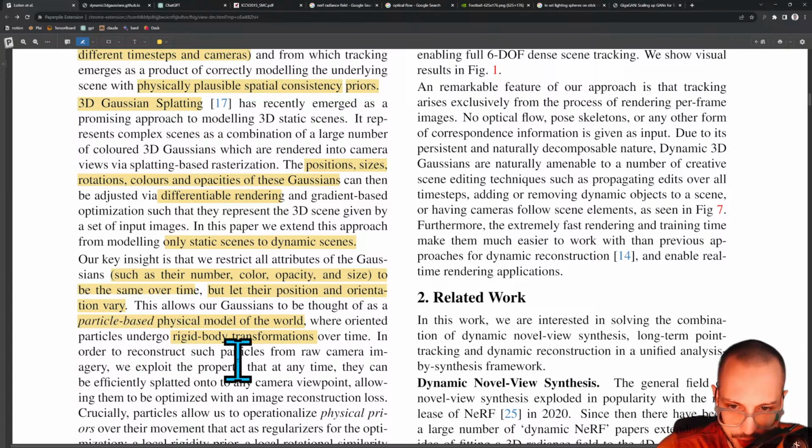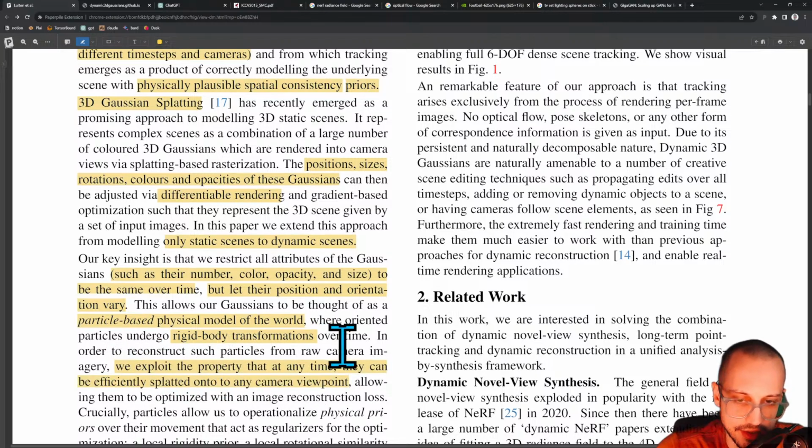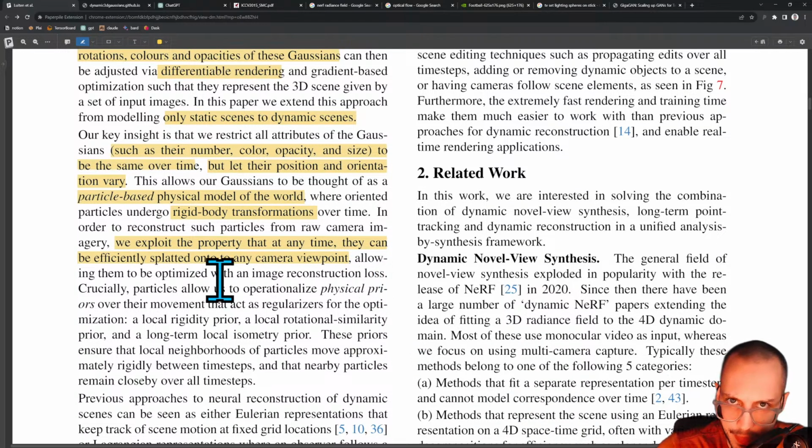In order to reconstruct such particles from raw camera imagery, we exploit the property that at any time they can be efficiently splatted onto any camera viewpoint. This is why you can basically get novel views, allowing them to be optimized with an image reconstruction loss. Particles allow us to operationalize physical priors over their movement that act as regularizers for the optimization.